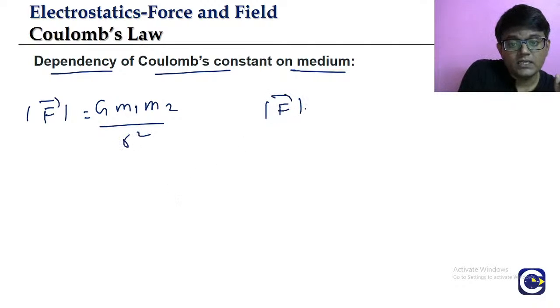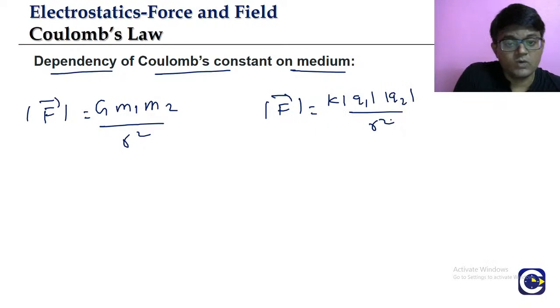Here, the force of attraction or repulsion between charges will be equal to k into mod q1 into mod q2 by r square. If you look at the two expressions, you will see a similarity. Both follow the inverse square law. In terms of distance, the dependency is like 1 by r square, the inverse square law.